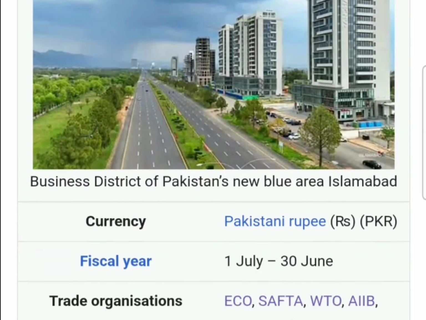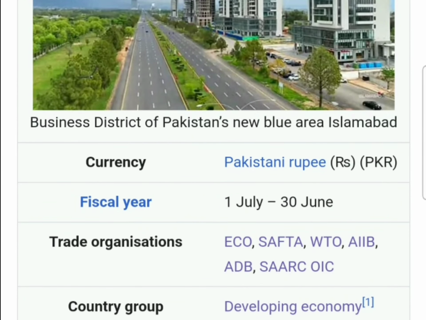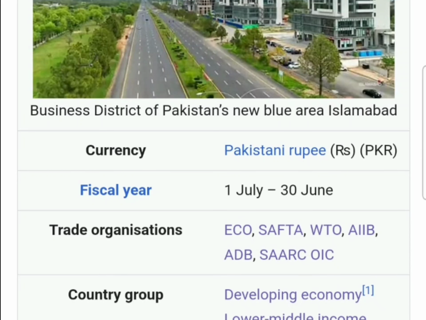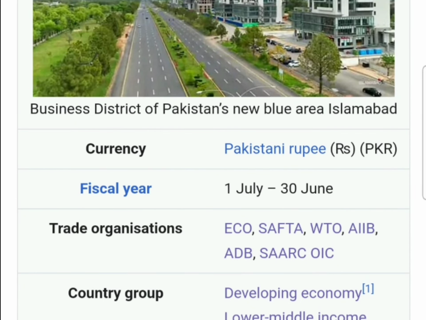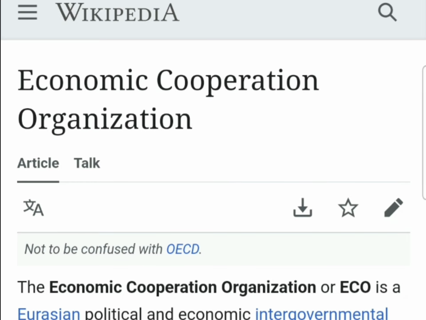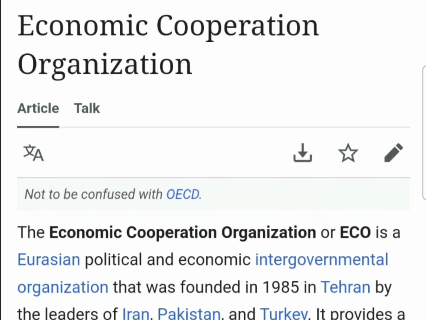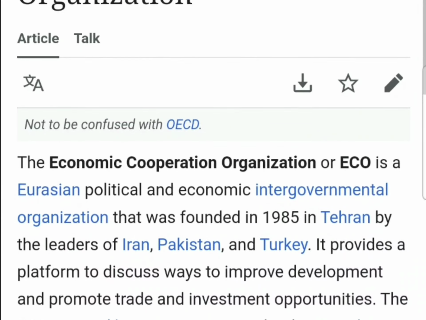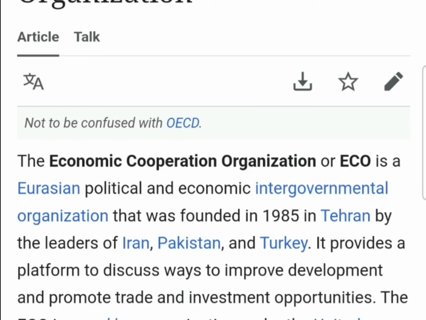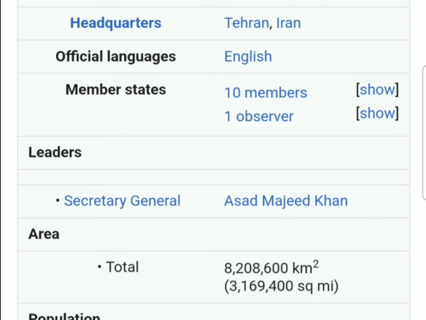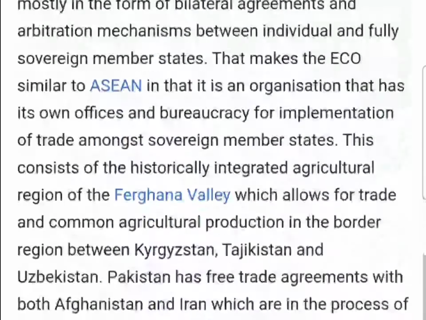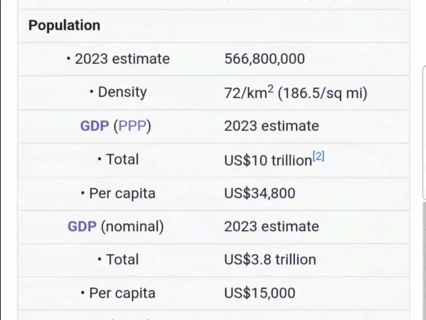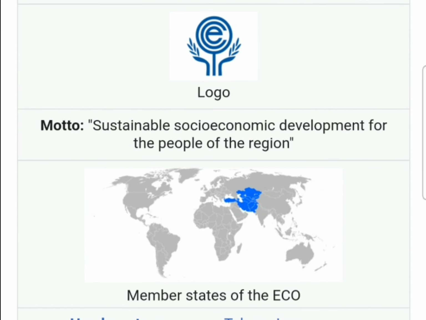So Pakistan is a developing country. Its currency is rupee, and the fiscal year of Pakistan starts from 1st July up to 30 June. Pakistan is also a member of some prominent international organizations. We will discuss them one by one. The first one is Economic Cooperation Organization. Economic Cooperation Organization was first founded in 1985. Its headquarters is in Tehran, Iran, and currently it has 10 member countries and 1 observer country.